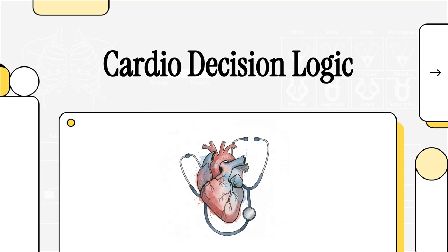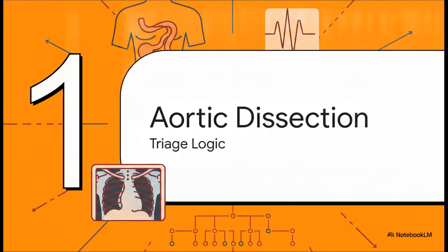Let's skip the pleasantries and jump right into the clinical algorithms you need for test day. In this explainer, we're extracting pure cardiology decision logic directly from the USMLE Step 2 and 3 inner circle notes. We're going to focus heavily on valvular murmurs, dynamic maneuvers, and high-yield complications. Let's get to work. Section 1.